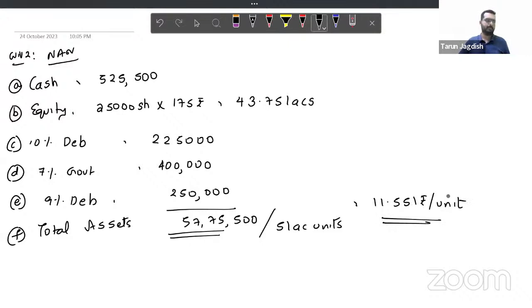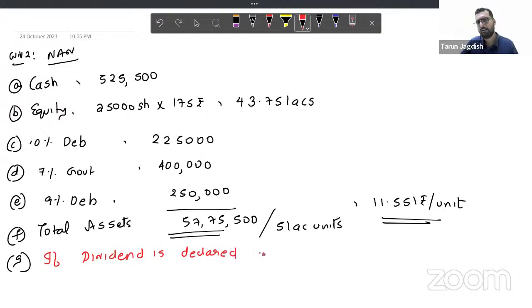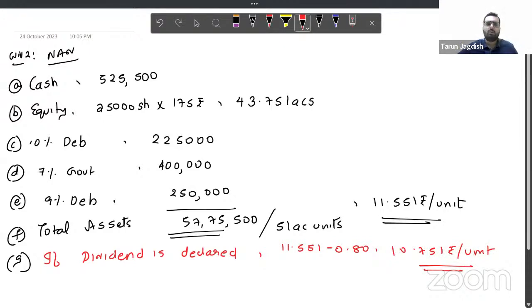Perfect. And here itself I'll write down, if dividends are declared, it will be 11.551 minus 0.8. So then what is the answer you will get? You get the answer as 10.751 rupees per unit. So we are done with this question also.